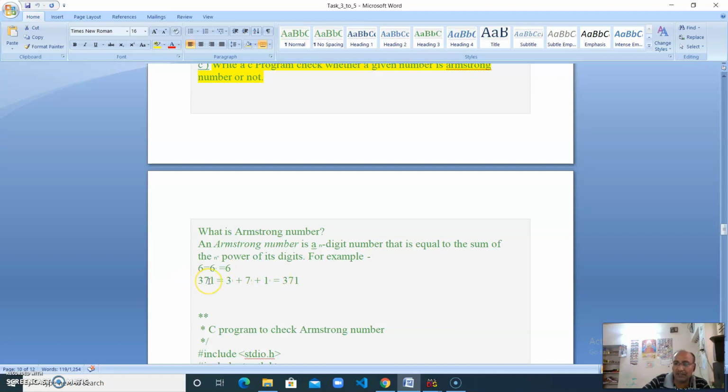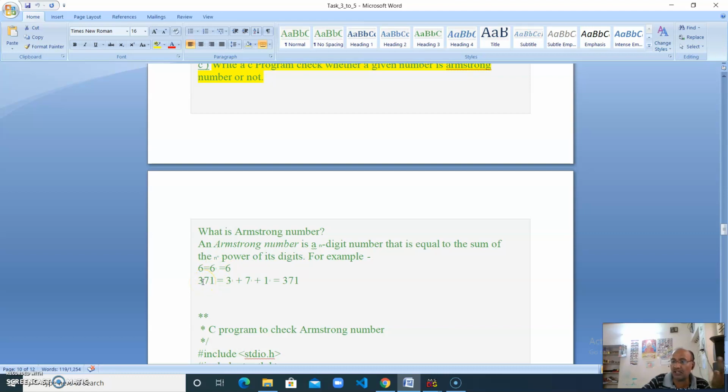Here, how many digits are there? That is 3. So 3 to the power of 3, 7 to the power of 3, 1 to the power of 3. Understood? So what is an Armstrong number? An Armstrong number is an n-digit number that equals the sum of its digits each raised to the power of n. For example, 6 has only one digit, so 6 to the power of 1 is 6.